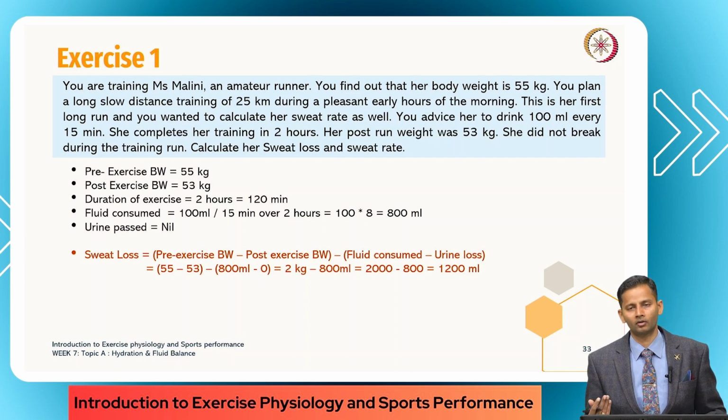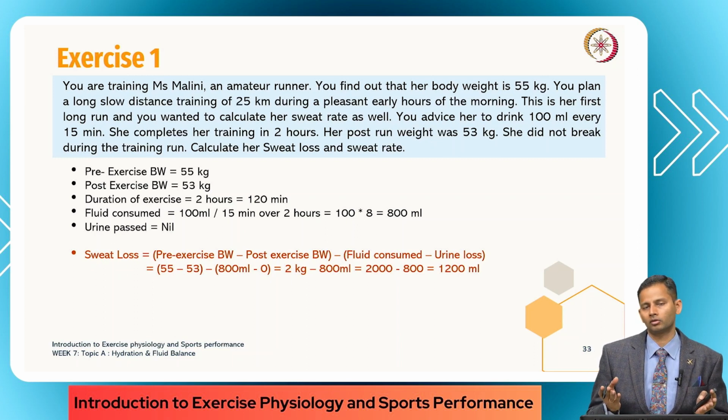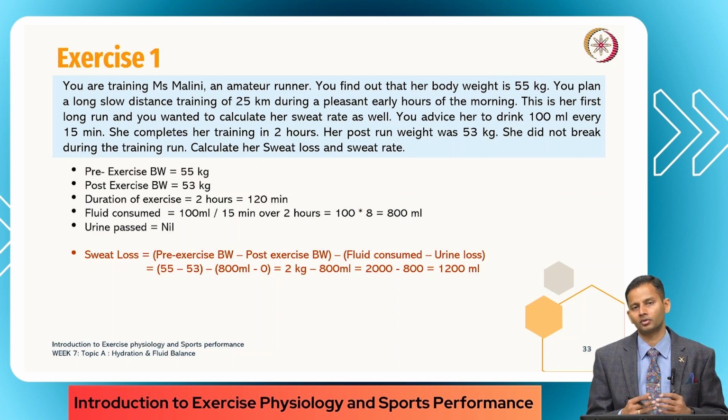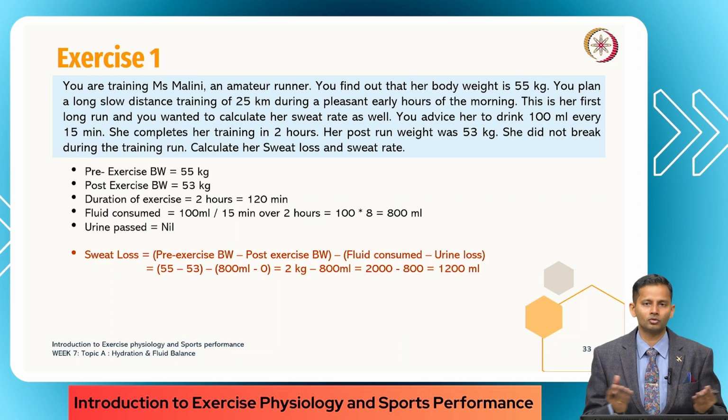So how do you calculate sweat loss? Sweat loss is the difference in the weight, that is about 2 kgs. Then you also have to calculate the net fluid that is being consumed. So fluid consumed is 800 ml, and she didn't pass urine, so 0. So the total net fluid consumed is 800 ml.